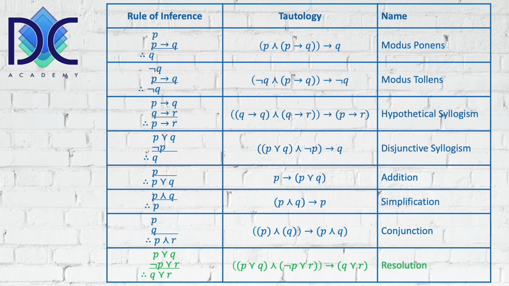And the final one is the resolution, where we have P or Q and not P or R, therefore we have Q or R, and the corresponding tautology is P or Q and not P or R, therefore Q or R. So the tautology is written with the propositions. We have the total table with all the different rules of inference, the corresponding tautology, and the name.